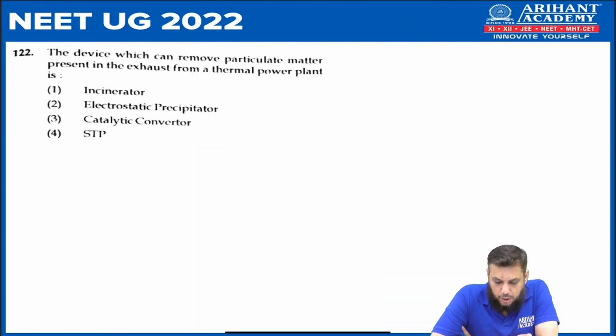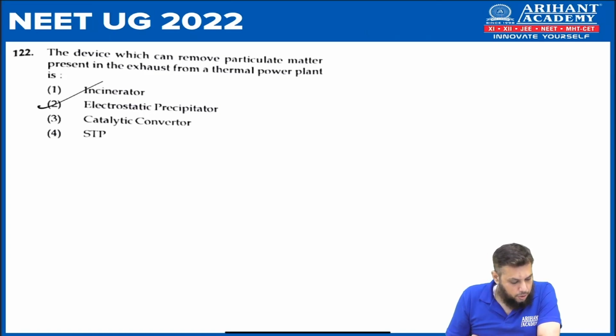122, the device which can remove particulate matter present in the exhaust from a thermal power plant. Okay, once again, ecology section, the last chapter in that. It's a statement given in the NCERT textbook, where if you remember, the corona of electrons will be on the particulate matter, and then the plate will be positively charged. Okay, and that is coming under electrostatic precipitator. So 122, the answer will be 2.